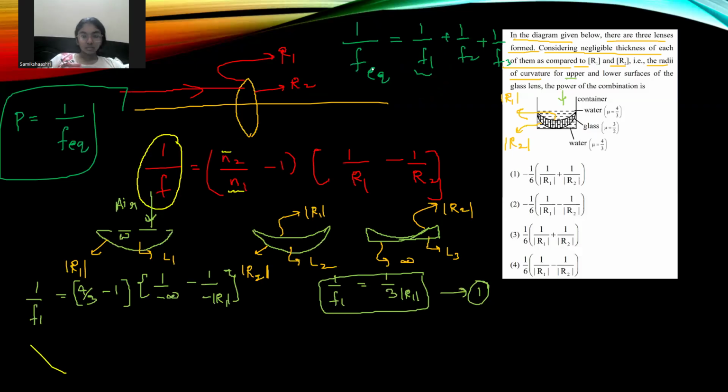Light is coming from R2 what? Which lens is glass. Glass refractive index is 3 by 2. So it entered into glass, so 3 by 2 is N2. Very good. 1 upon R1 minus 1 upon R2. So R1 is how much?